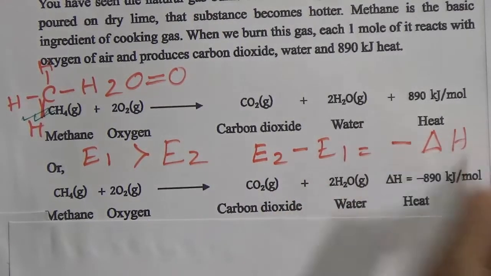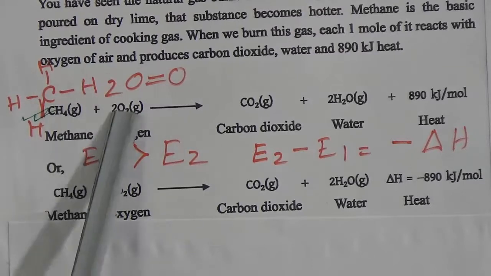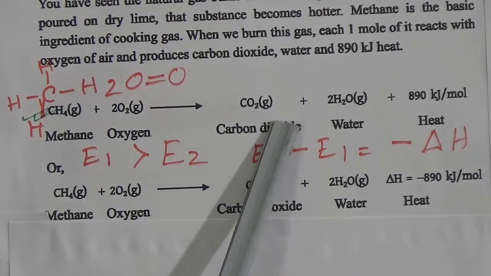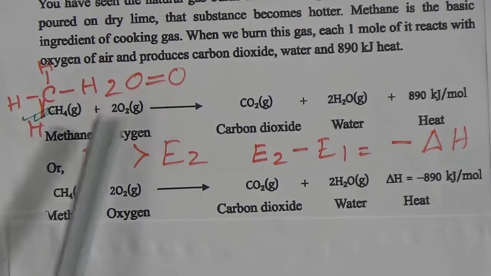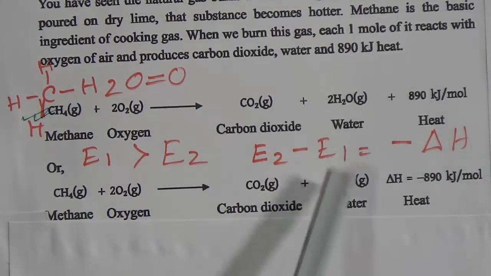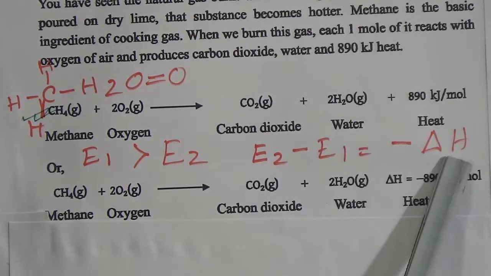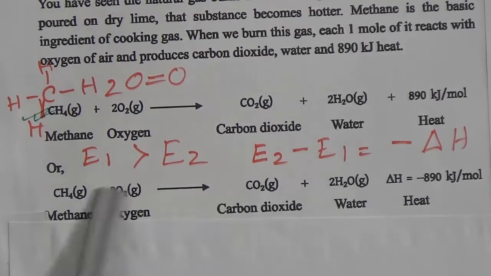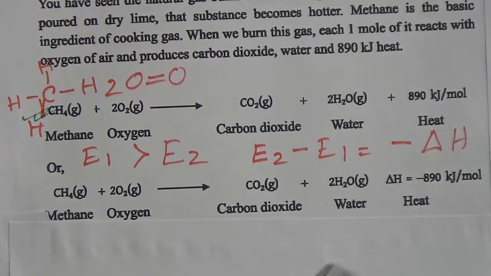That means del H will be negative here. Look, here the bond energy of methane and oxygen is more than the bond energy of carbon dioxide and water. That's why the energy hidden in the reactant is greater than in the product. That's why when we subtract the greater number from the smaller number, we get the negative value of del H. Always the value of del H in an exothermic reaction will be negative.